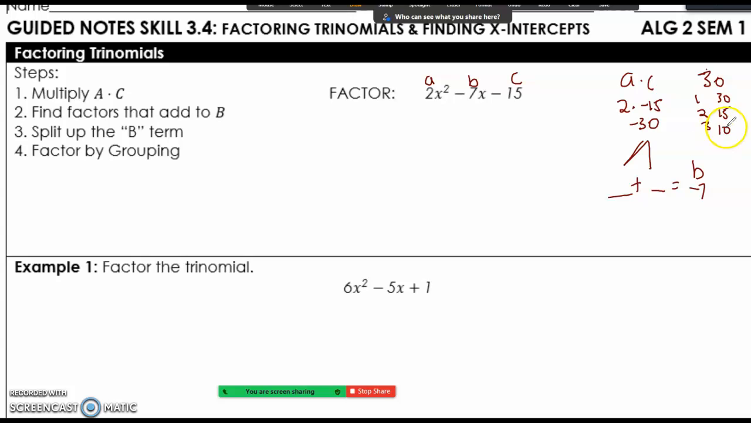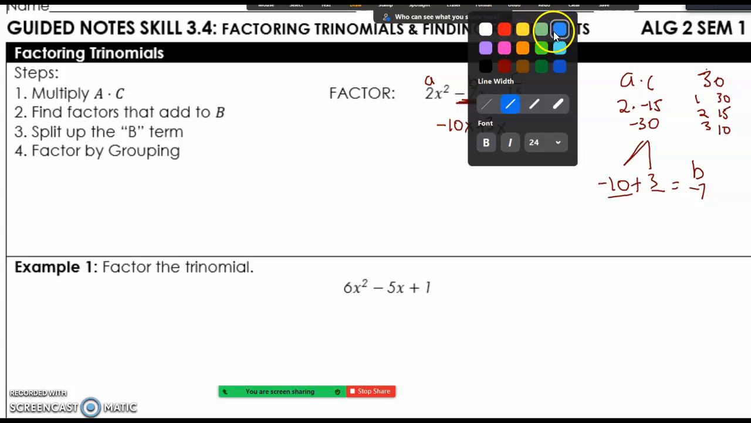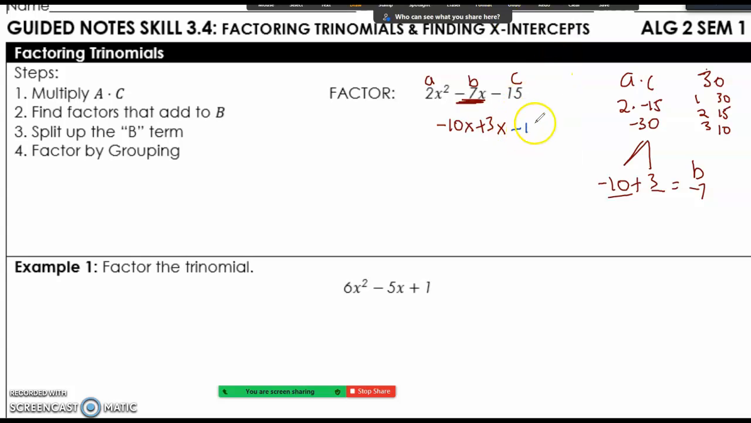I think I can make 3 and 10 work. If I make the 10 negative and the 3 positive, I can multiply to negative 30, but add to negative 7. So I'm saying that negative 7x is the same as negative 10x plus 3x. So I'm just rewriting that middle term.